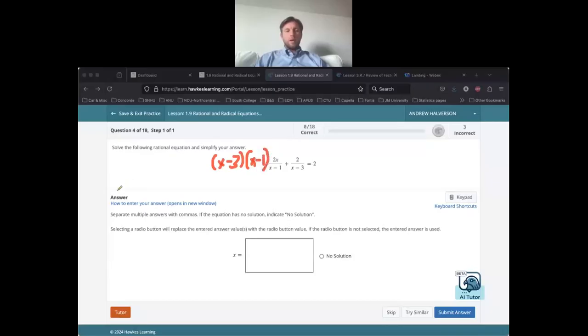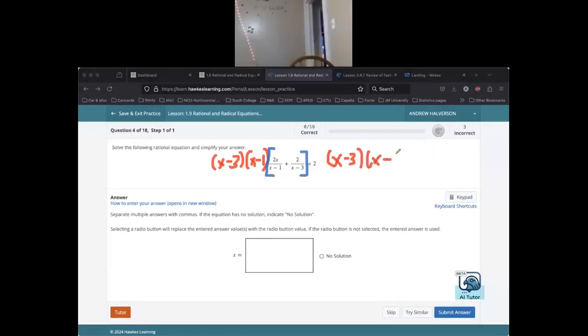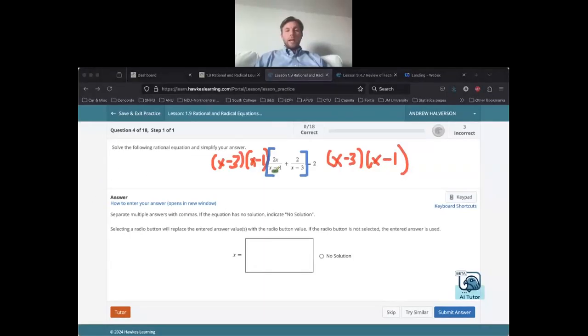That's what you're going to multiply, and you're going to multiply it to every single term. To every single term. And we got to do it to the right side too. So what happens then? So this x minus 1 here is going to cancel with this x minus 1, leaving the x minus 3.